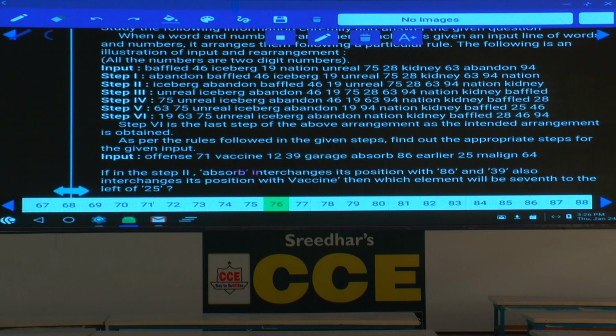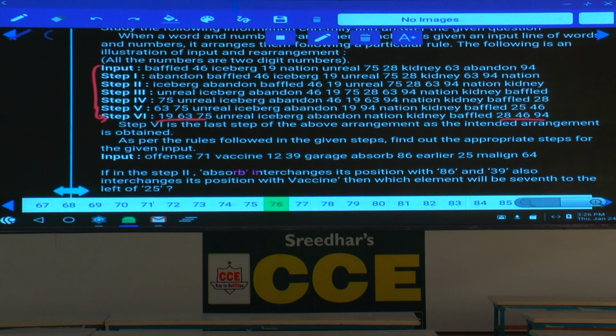In order to find out the logic, we should always compare the input with the final output. What is input here? Input, and the final output is step 6. Now if you compare these two, first 19, 63, 75 are the three numbers arranged in the ascending order. What are these three numbers? 19, 63, 75, all these are odd numbers. First odd numbers are arranged in the ascending order, followed at the last place by 28, 46, 94 even numbers arranged in the ascending order.